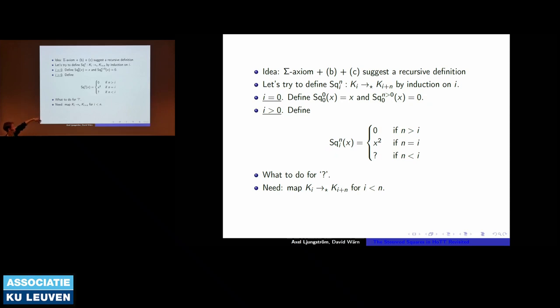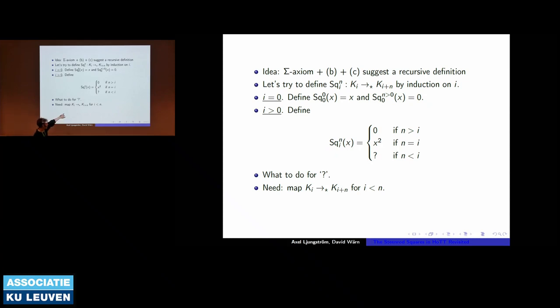So in the base case, it's trivial. You only have two choices. And in the case i greater than 0, you define it by case distinction on n and i. And you know exactly what to do in the case when n is greater than i. You know exactly what to do when n is equal to i. And then you have a question mark when n is less than i.